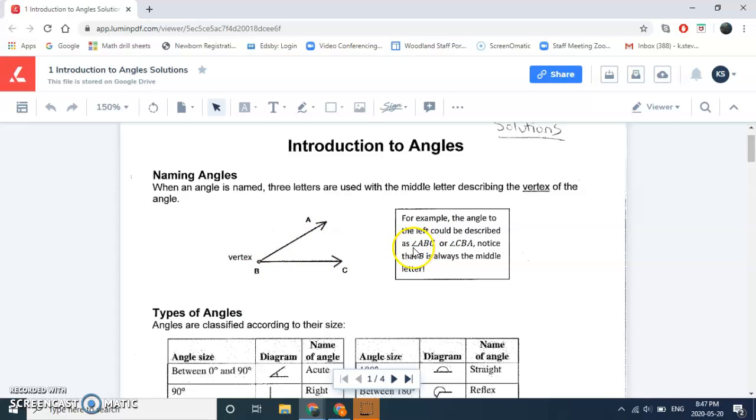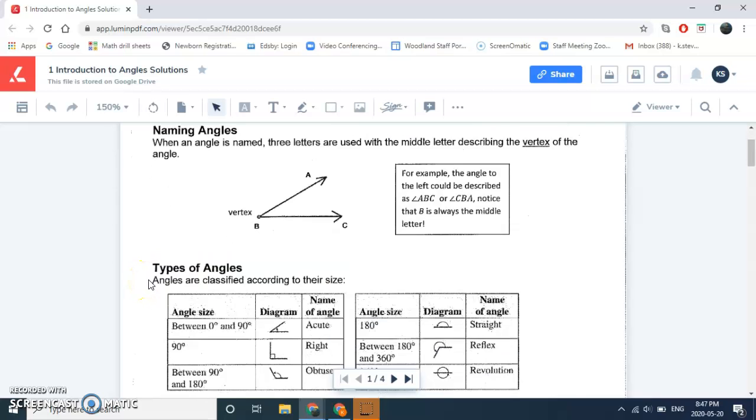Notice how we have this here. We've got this little funny symbol, which is the symbol for an angle. So angle ABC, or we can write it as angle CBA. Notice that the B is always in the middle, so that always has to be there. That's our big takeaway from naming angles. Whatever the letters are, use three of them to form an angle, and the vertex is always that middle point.